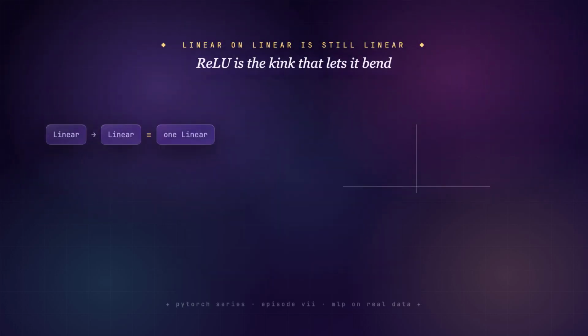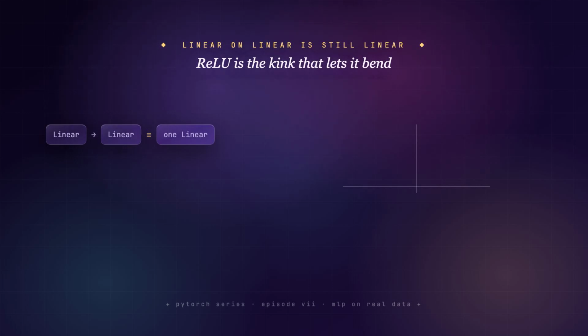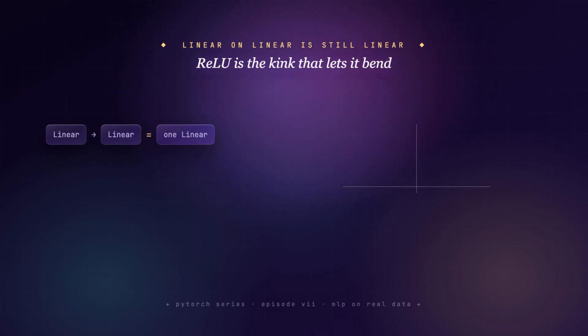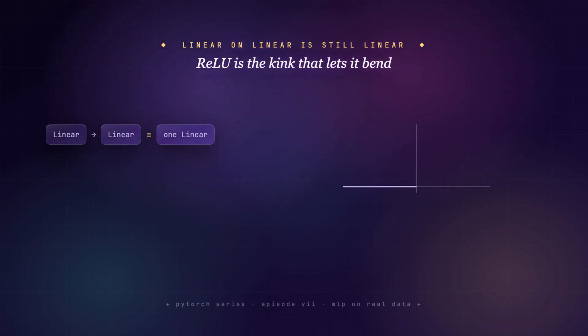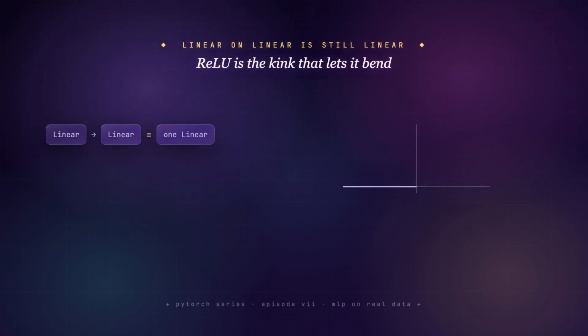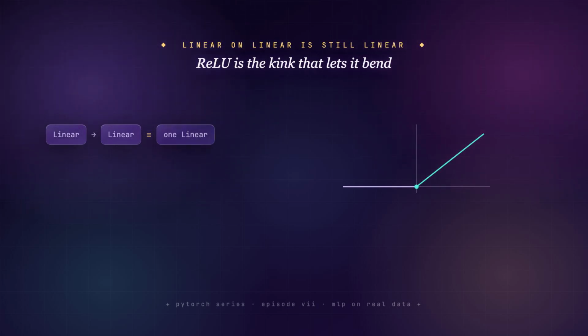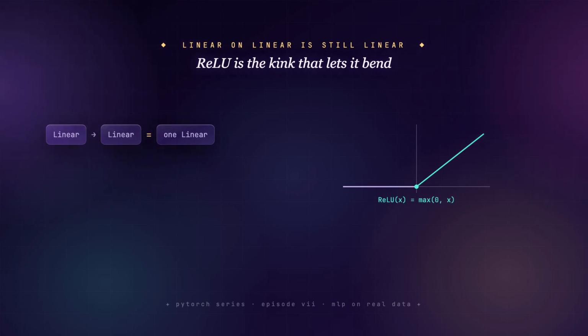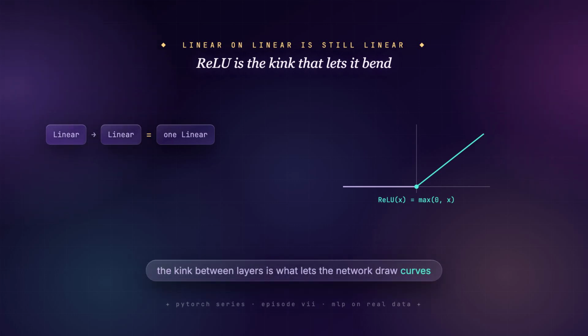So the obvious move is stack more linear layers, right? Two of them, three of them. But here's the cruel little secret of linear algebra. A linear layer feeding into another linear layer is just one bigger linear layer. Two lines collapse back into one line. The math literally folds them together. To get a curve, you need to break the linearity between them. And the simplest break in the world is ReLU. If the number is negative, make it 0. Otherwise, leave it alone. That tiny kink, that one bend, is what lets the network draw curves.